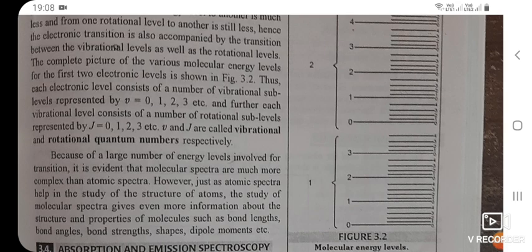Because of a large number of energy levels involved for transition, it is evident that molecular spectra are much more complex than atomic spectra. However, just as atomic spectra help in the study of the structure of atoms, the study of molecular spectra gives even more information about the structure and properties of molecules, such as bond lengths, bond angles, bond strengths, shapes, dipole moments, etc.